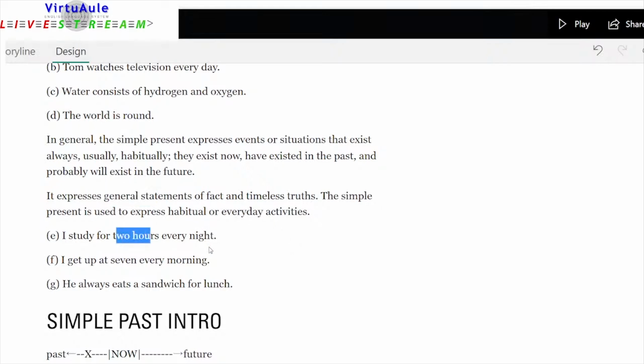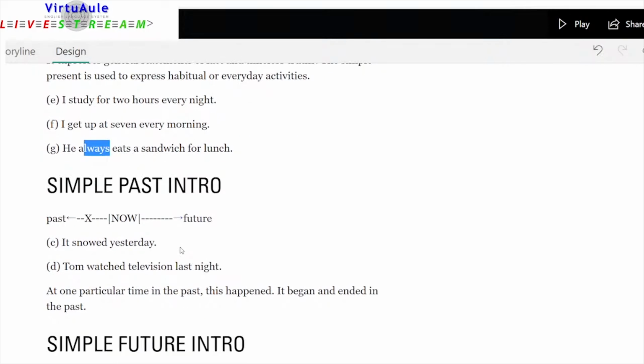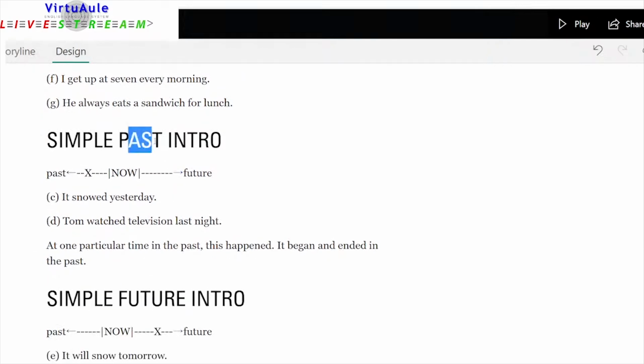I study for 2 hours every night. Every night is a habit. I get up at 7 every morning. This is a habit. He always eats a sandwich for lunch. Always, a frequency adverb, this is going to go to the simple present. That's a little intro.